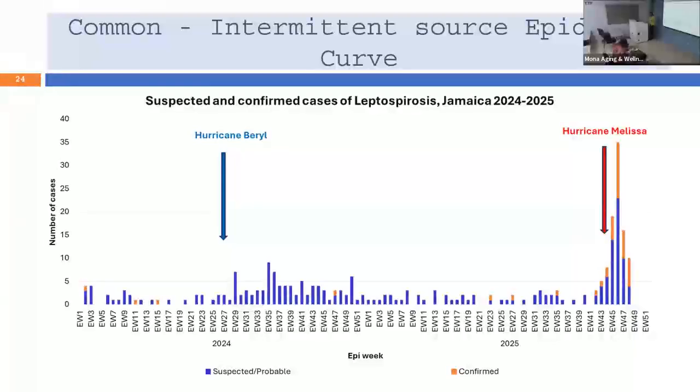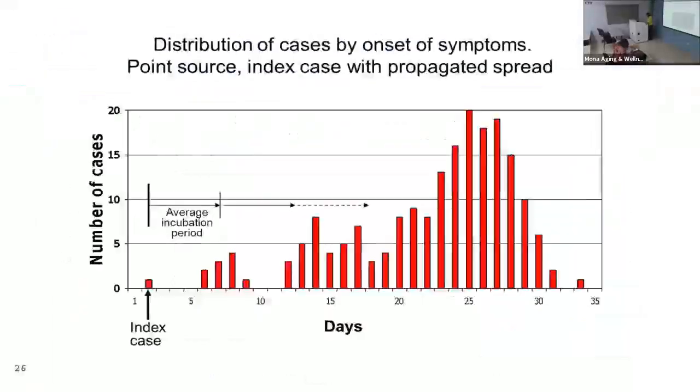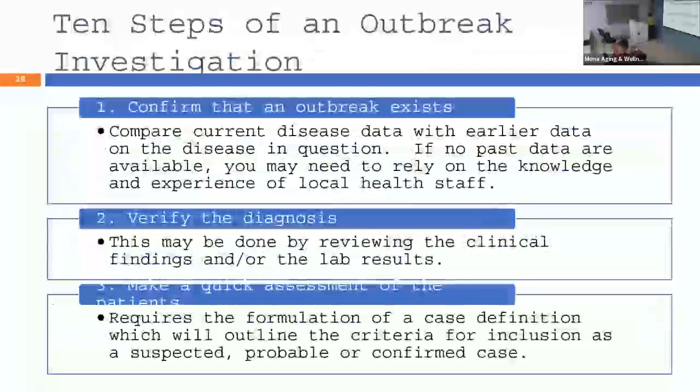Now, we may not be saying it's statistically significant because we don't have the alert and epidemic thresholds, but it's clearly in excess of what we would expect. So we compare the present data to earlier data, and we can say that we have an outbreak.